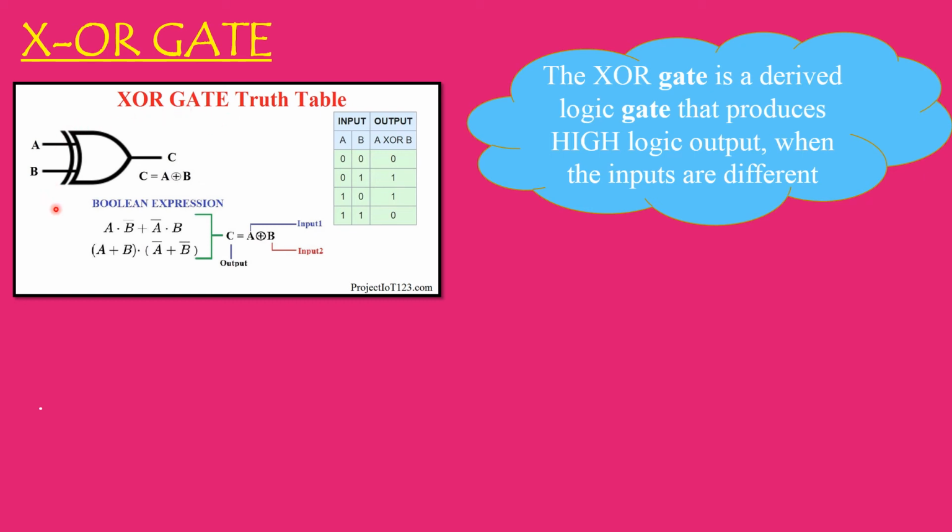So this is the symbol of your XOR gate, and the output logic expression is C is equal to A XOR B. That is A XOR B. This is the operator symbol of your XOR.